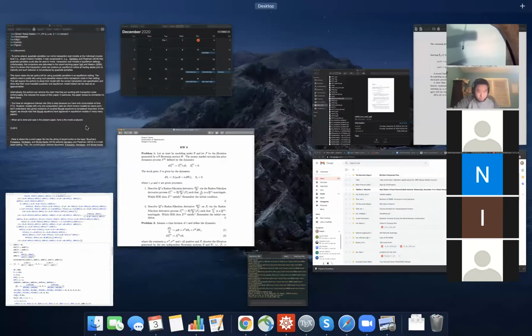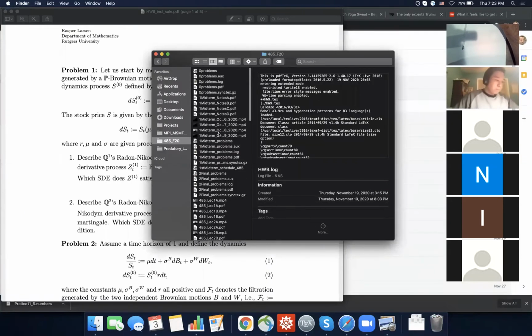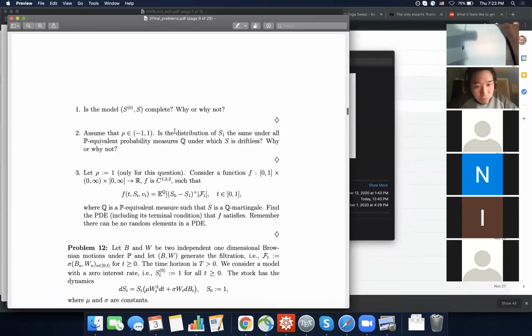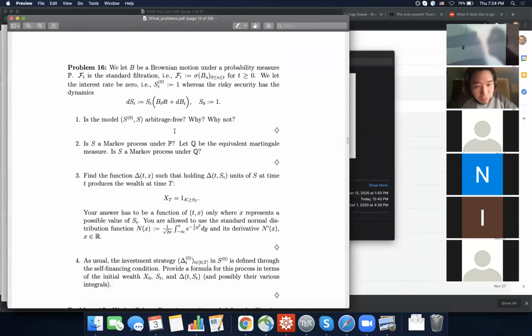So we are going to do some of these final problems. I had number 16 in mind. So here's another one. Problem number 16 says you take a Brownian motion and let it generate the filtration.